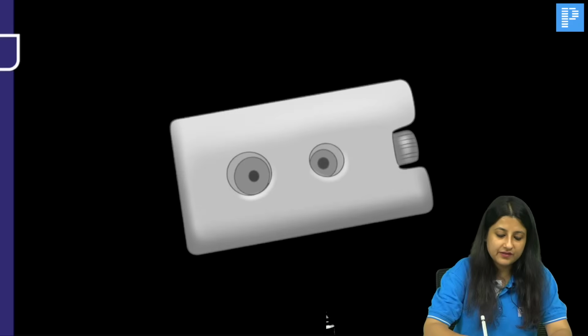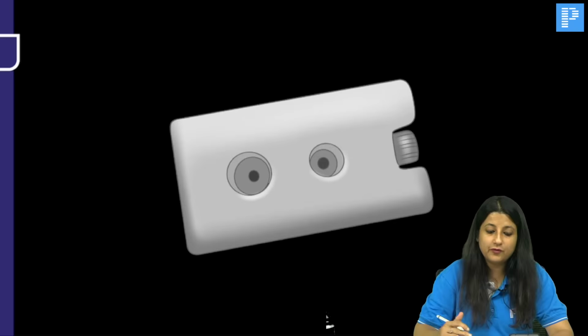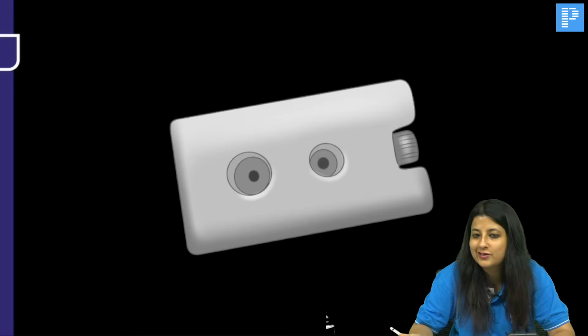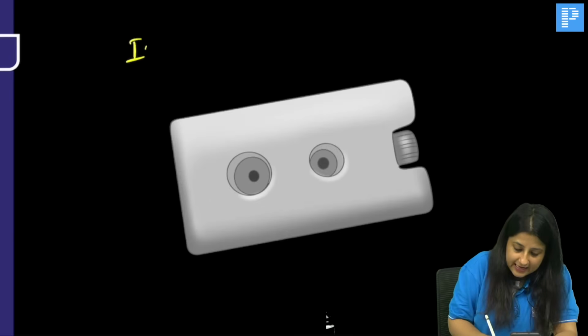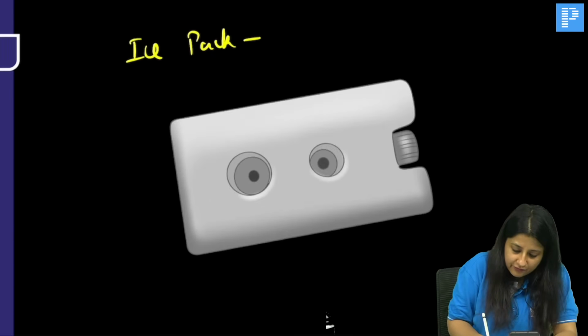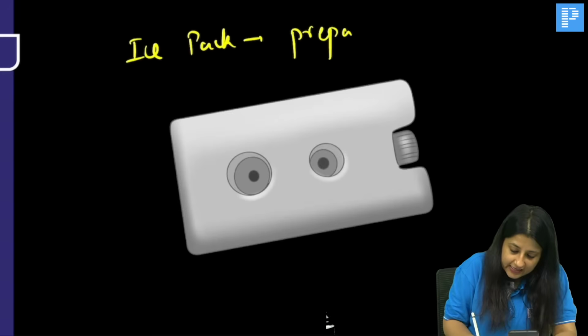Okay, next question is first this image. What is the name of this image, everybody? You have to tell me the name of this image, then we'll do the next image. What is this image? This is an ice pack. A patent question of ice pack. Where do you prepare it? So the ice pack is prepared in the deep freezers.